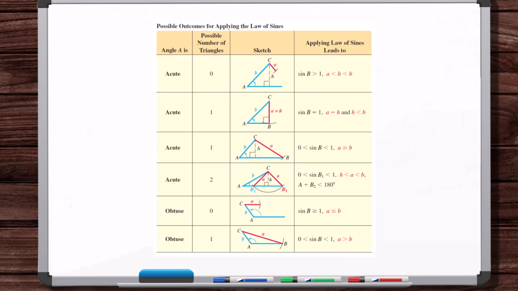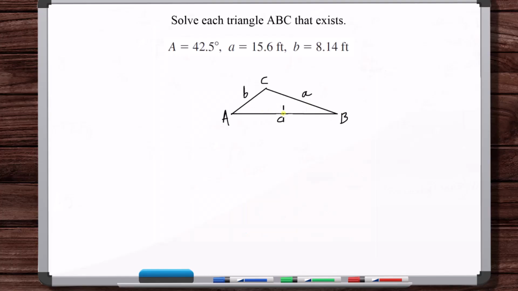Now, okay. So next, what we're going to do is apply the law of sines. And for the ambiguous case, every time you apply the law of sines, you're going to end up with sine of B is equal to something. That's just a natural result of how this is set up. So we start off with sine of 42.5 degrees over side length A, 15.6. That's equal to sine of B, because we only know side length B, 8.14. We don't know side length C.